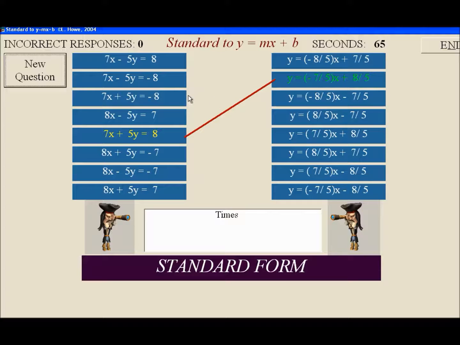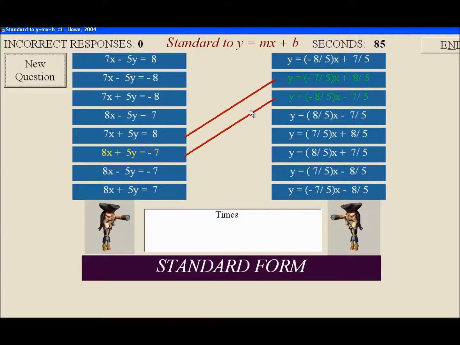Let's pick another one that's easy to do in our head. Here's another positive, so we won't have missed. And it should be minus 8/5 x, and then minus 7/5. So minus 8/5 would be this one. Would match with that one.